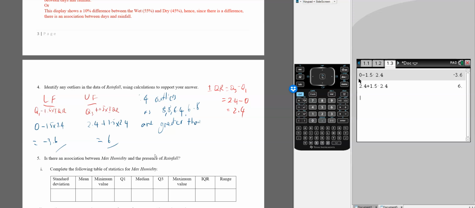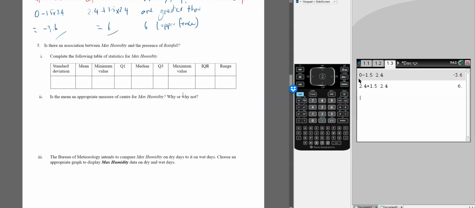Greater than 6 upper fence. Okay. So there's multiple ways you can interpret that last sentence, but just as long as you make that statement that there are outliers, how many there are, what they are, and if they're upper outliers or lower outliers, you've done your job with that one.